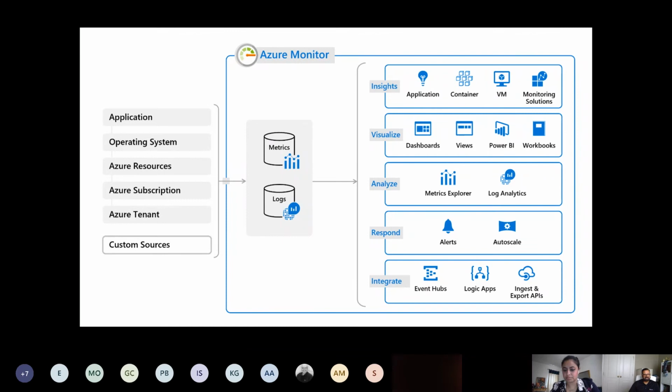So those two are coming, and you can also have custom logs. You just send any JSON file and it can actually parse it and put it into the logs. So you can connect custom sources, which is actually very good for an on-premises environment or another cloud, like an external public cloud. So all of them go into these two databases.